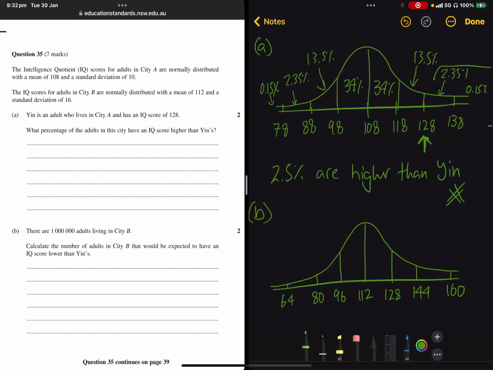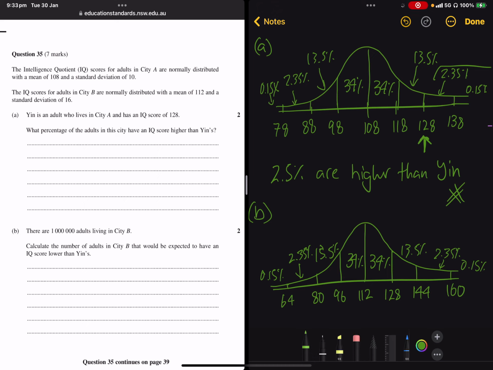Now, percentages are all the same, right? 34, 34, 13.5, 13.5, and these are all percentages, remember. So these are known percentages associated with a normal distribution. 2.35, 2.35, and then 0.15 on each tail end. And these are just approximations, but they're pretty good approximations.